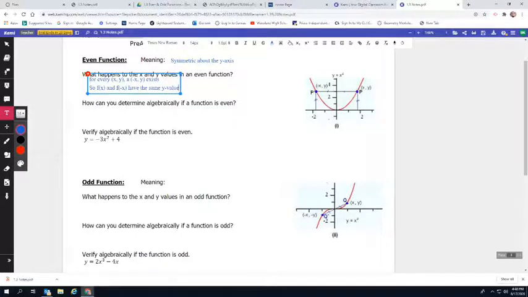All right, and what I want you to look at over here on your graph of y equals x squared, right here is the y-axis, and on either side of that y-axis you should see a mirror image of that. All right, let's do another one.